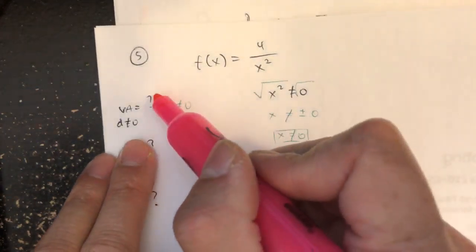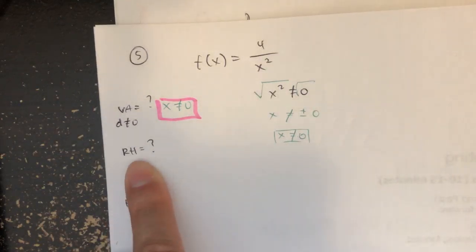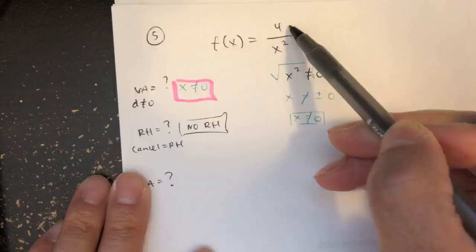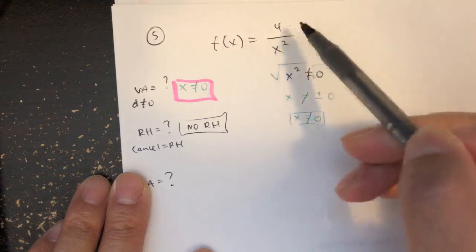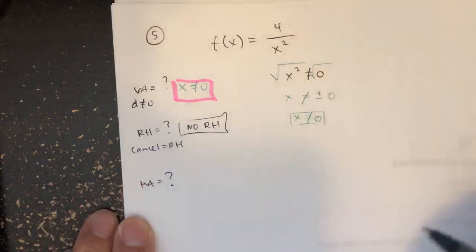Let's use a highlighter so we can eventually graph that. Okay, removable hole. How do you find a removable hole? It's when you cancel something. So did we cancel anything, or is anything the same? The answer is no. If there was an x here, then you can cancel the x's, and what you canceled is your removable hole. But we didn't cancel anything, so there is no removable hole.